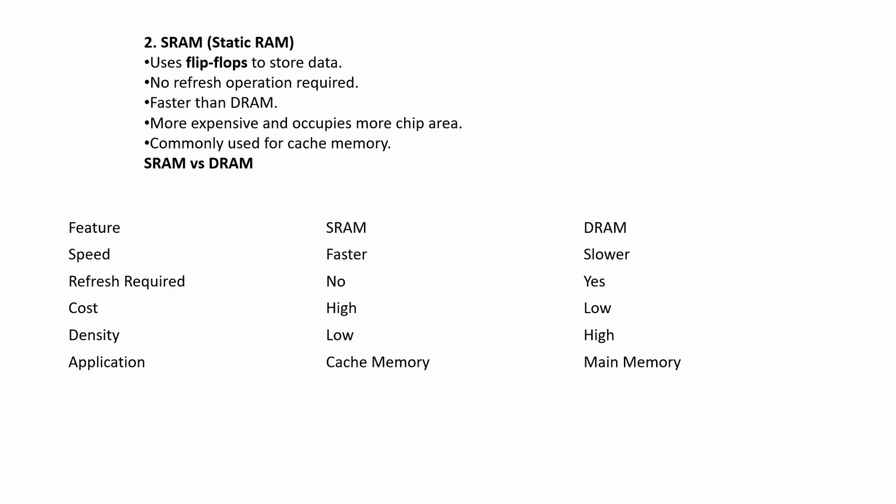If we see the difference between SRAM and DRAM: SRAM speed is faster, DRAM speed is slower. Refresh required: SRAM no, DRAM yes. Cost: SRAM is high and DRAM is low. Density: SRAM is low, DRAM is high. The application of SRAM is cache memory and the application of DRAM is main memory.